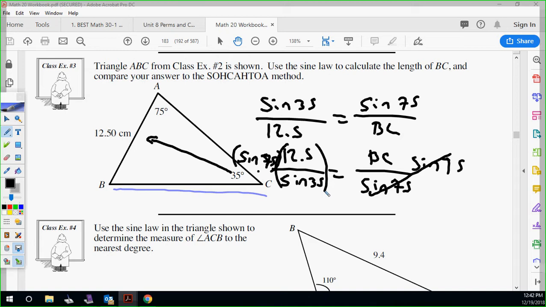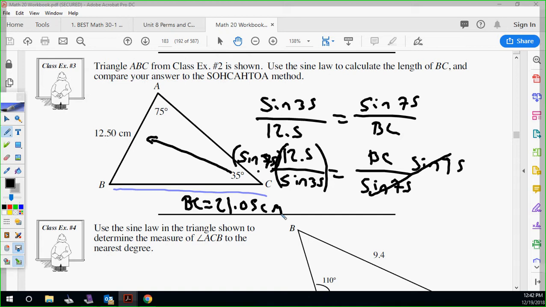We know the answer. We already did it, but you should get it. 21.05. Questions? We're going to do a couple more. Got 3 more.